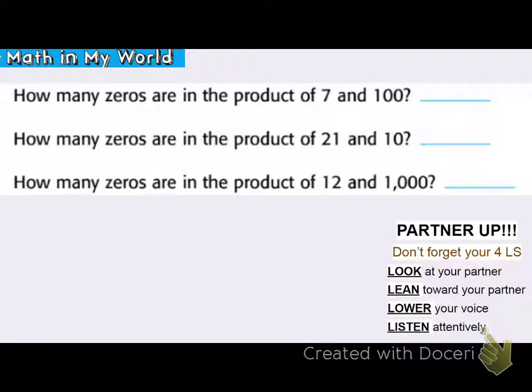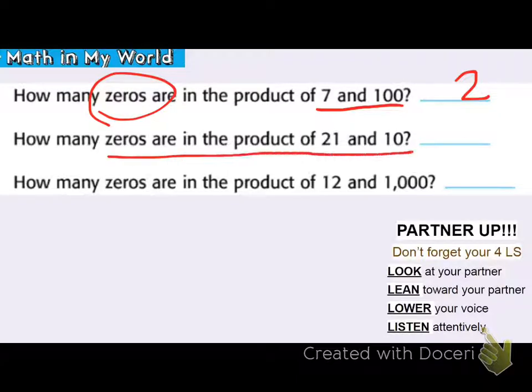All right, we're still in Math in My World. It says, how many zeros are in the product of 7 and 100? Well, product means the answer to a multiplication problem. So they're asking me to multiply 7 times 100. And 7 times 100 is 700. But they're asking how many zeros are there? Well, if I were to look at 700, there were 2 zeros in the answer.